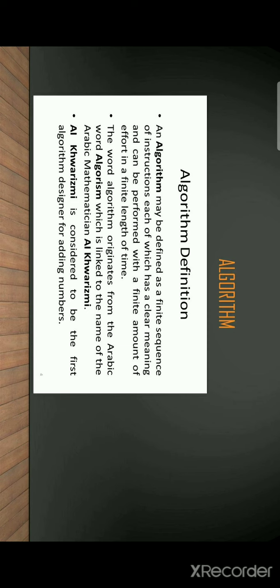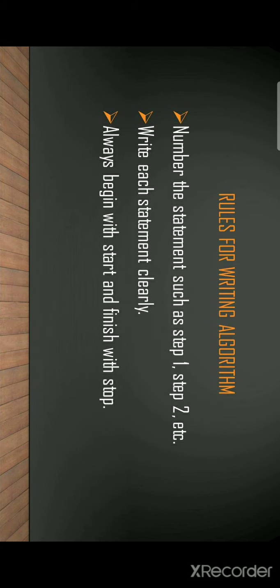There are some rules for writing an algorithm. In step 1 you write the start, and in the last step you have to write the stop. All the statements should be written in steps, step 1, step 2, and each statement should be written clearly on a separate line.